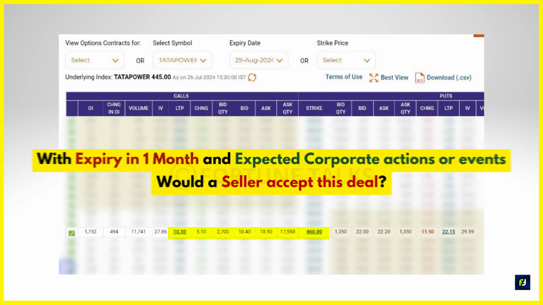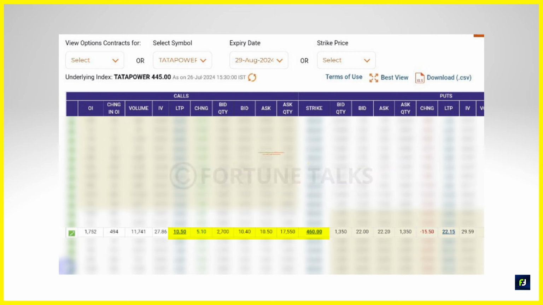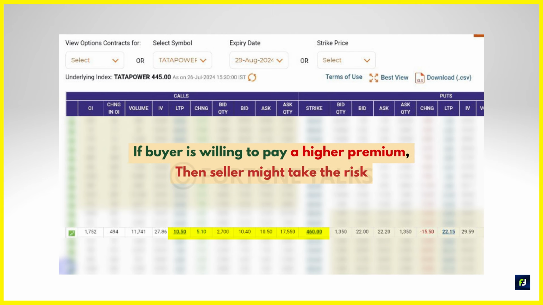However, what if there is a corporate event like the quarterly results that could increase the stock price? Will an option seller still go ahead and accept 10.5 rupees as premium for the agreement? Clearly, it may not be worth the risk for 10.5 rupees. But what if, despite the scheduled corporate results, a buyer is willing to offer 30 rupees as premium instead of 10.5 rupees? Then it might be worth taking the risk, right?